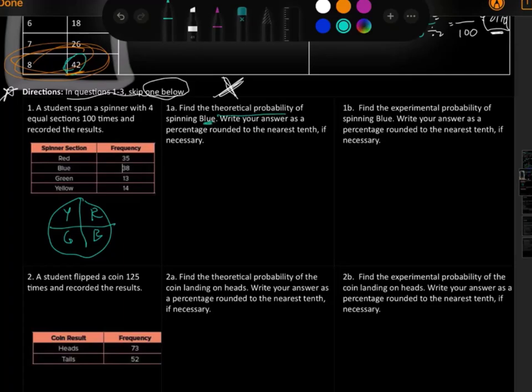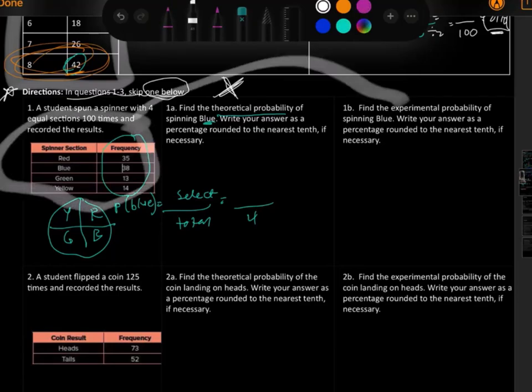So probability, this would be better, probability of blue is equal to the total versus the select, what we want. So total is how many colors? There are 4 colors, and select is blue. And okay, pay attention here. Blue is not the frequency here. Okay, remember this.